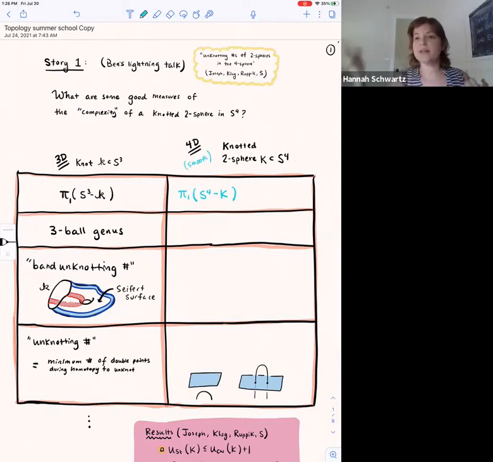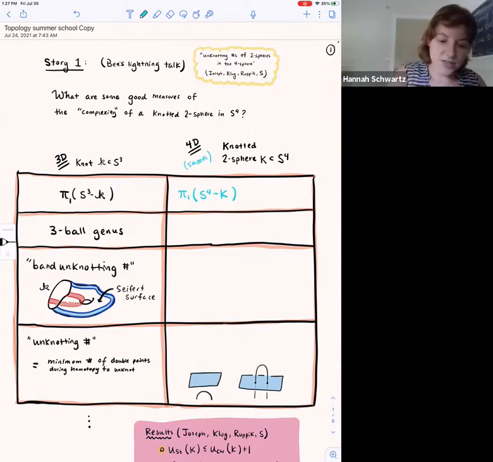In one sense, they're a good measure of complexity, but there are also some faults here, because we might have two different two spheres with the same fundamental group. Maybe there's an unknotted two sphere with fundamental group Z or something. So it's not particularly good at identifying a unique two sphere. There are good things and bad things with this.